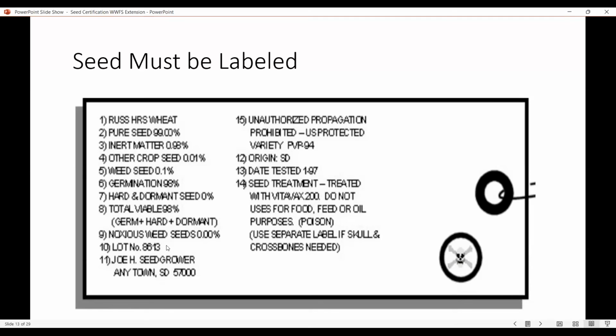You also have to have your lot number, the name and address of the labeler, and if it's a PVP variety, there needs to be a PVP statement on that tag, the origin where the seed was produced, in this case it's South Dakota, and the date that the seed was tested. The germination test is valid for 6 months out of state and 9 months in state, including the month that it was tested. If it's treated, you also have to have a statement on there of what it was treated with.